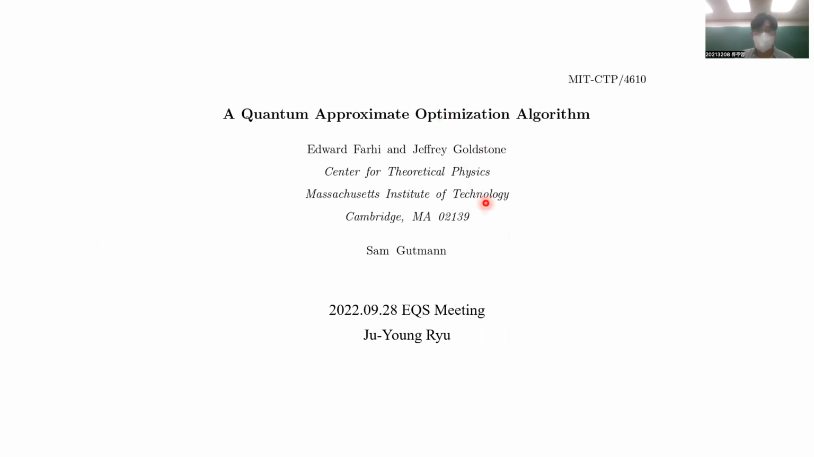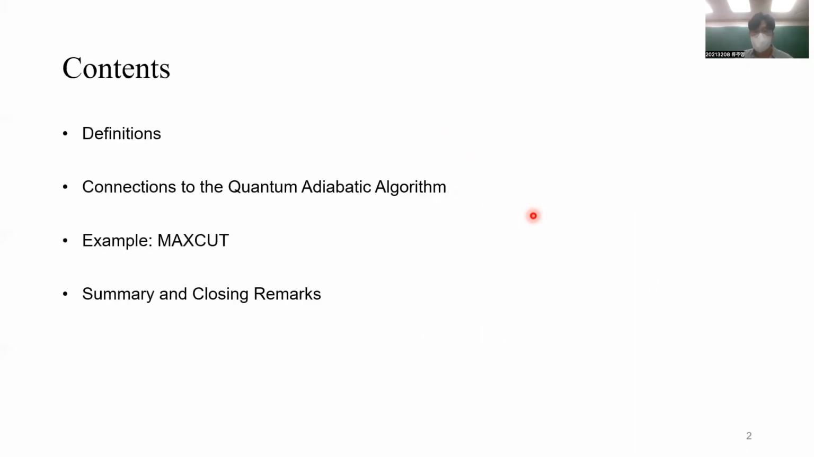It's the paper that first suggested the quantum approximate optimization algorithm. Today I'll be giving you some definitions and then some connections from QAOA to the quantum adiabatic algorithm. Then we'll go over one example problem called max cut, and I will finish off with some summary and closing remarks.